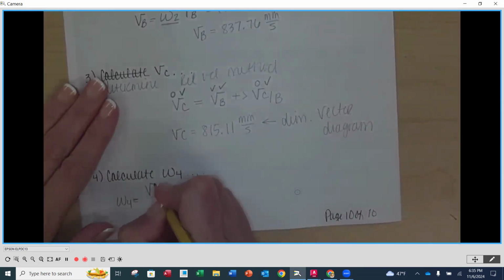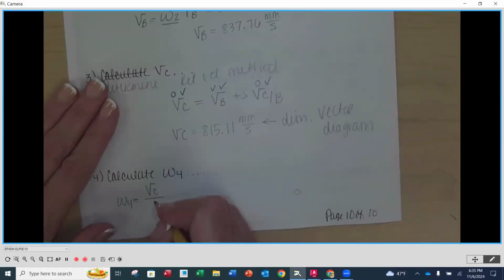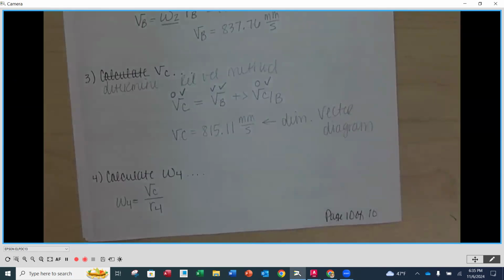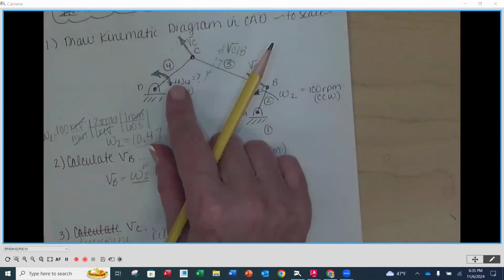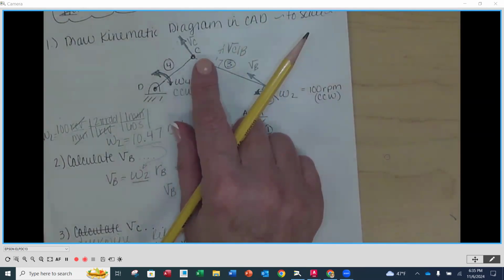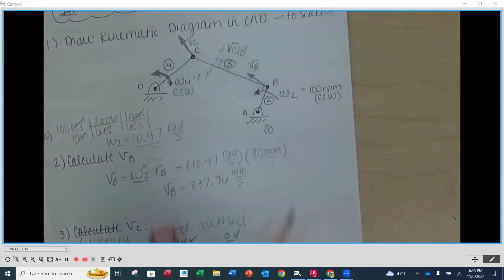Velocity of C divided by, you're correct, Lex, R4. Oh yeah, thank you, Jack, I see you put it into the chat as well. Make sure that you use the corresponding variables. Since we're trying to find the angular velocity of link number 4, and the velocity that we're using is going to be VC.